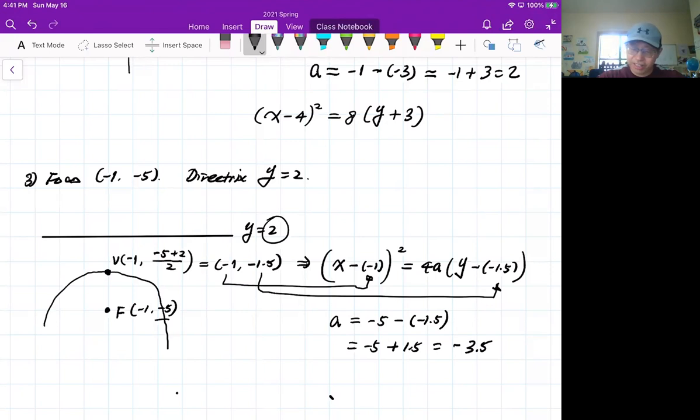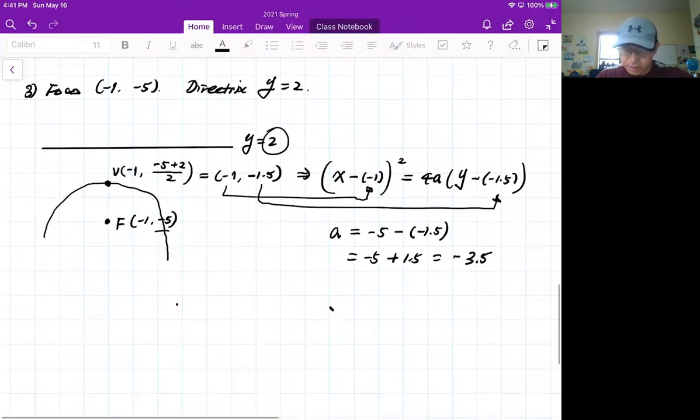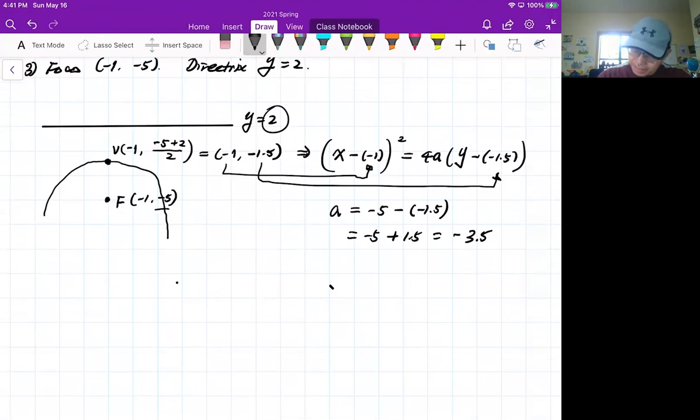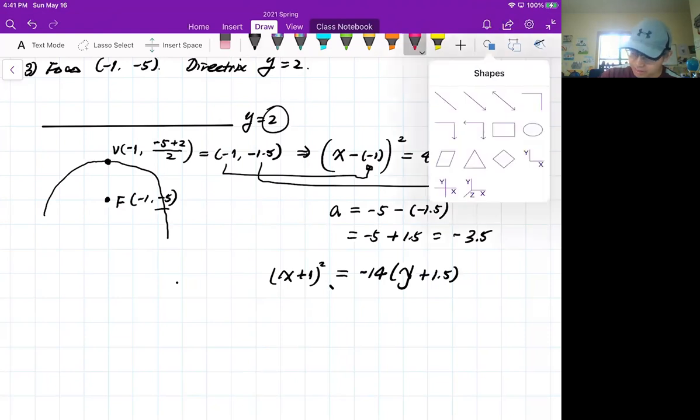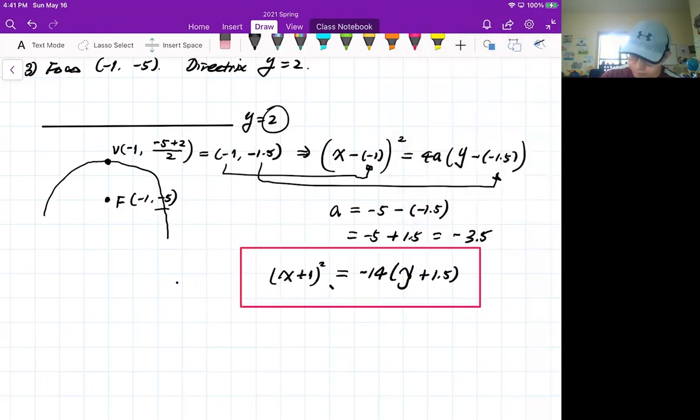And so I can write down my final answer for this. My final answer should be the following. From here, it's x minus (-1), so x plus 1, squared, equals negative 3.5 times 4. 3.5 times 4 is equal to 14, times y minus (-1.5), which is y plus 1.5. So that is our answer. All right, I'll give everyone some time.